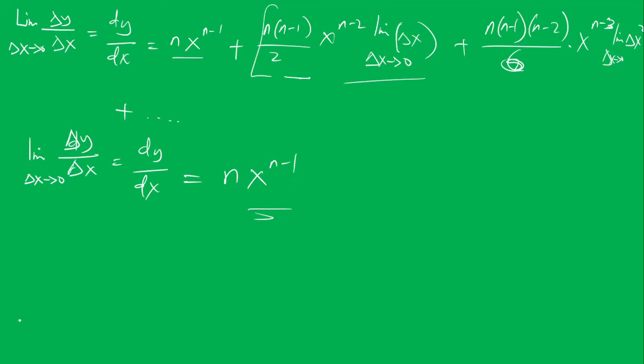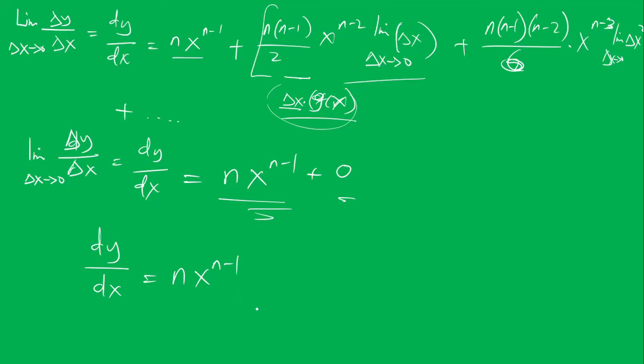So this is the final answer, because this whole thing, the other term here will be zero, because the whole from this term from here to here is just like saying delta x times a particular function, let's say g function. And since this one is zero, the whole of this is zero. So that means from here down to the end is zero, meaning that you only have this left. So that means dy dx is equal to n x to the power n minus 1 when y is equal to x to the power n.